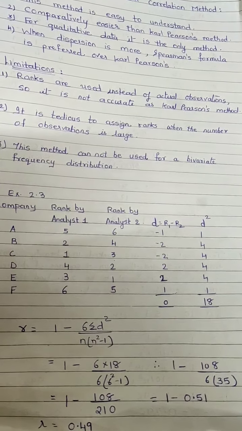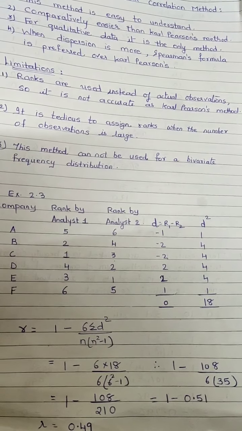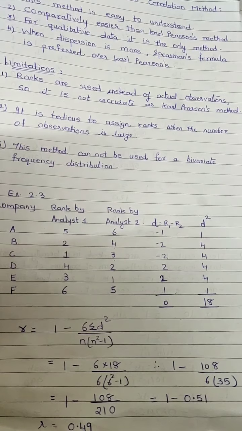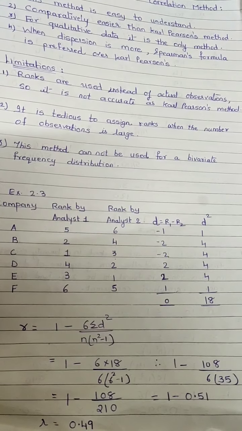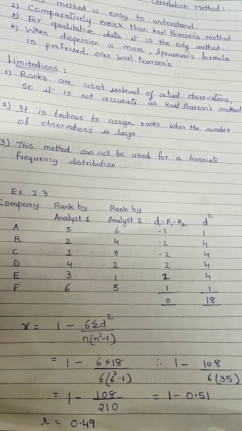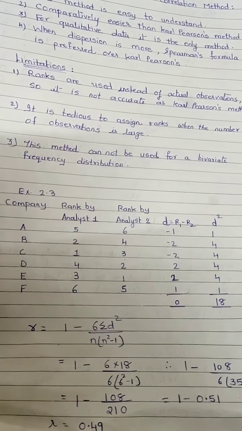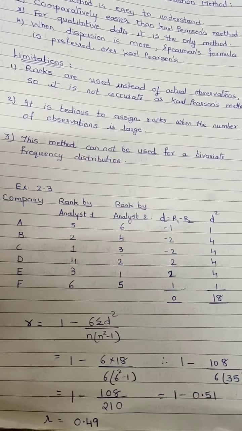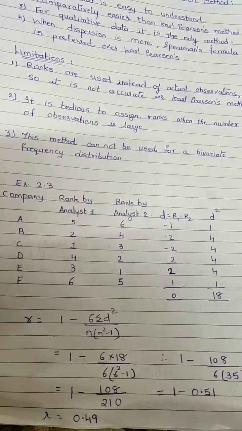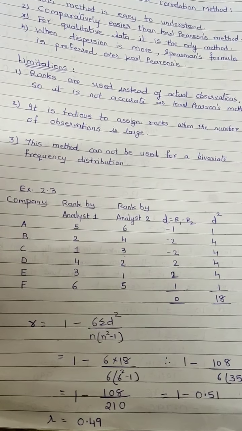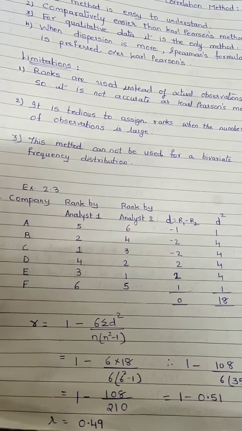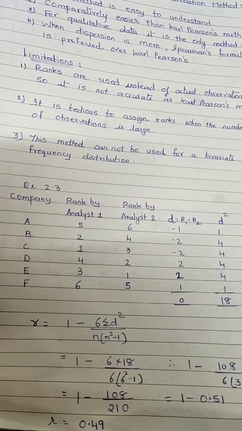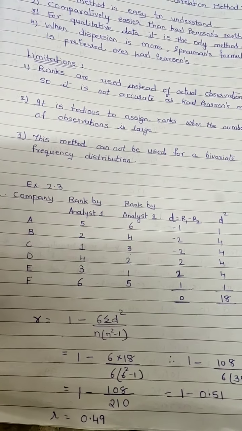D square. 1 square, 1. Then 2 square, 4. So in this way, after squaring the values, the sum, sigma D square, is 18. And now first we write the formula. R equals 1 minus 6 sigma D square upon n into n square minus 1.